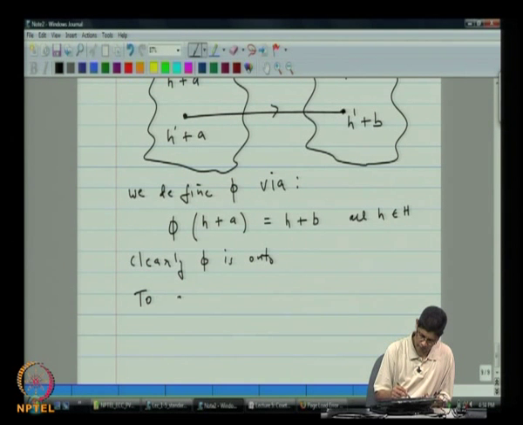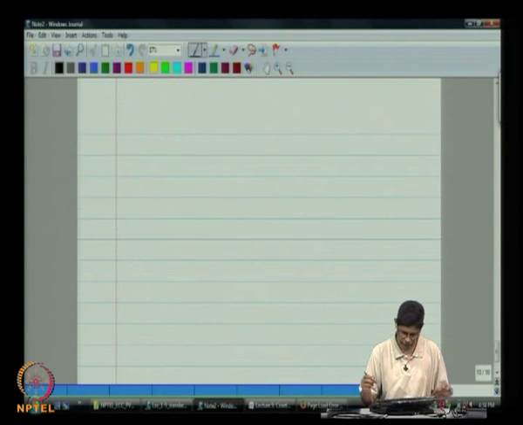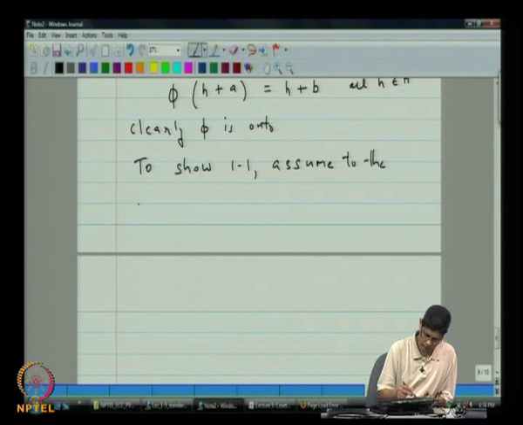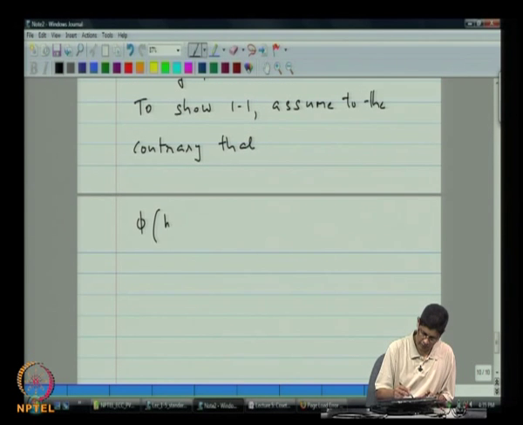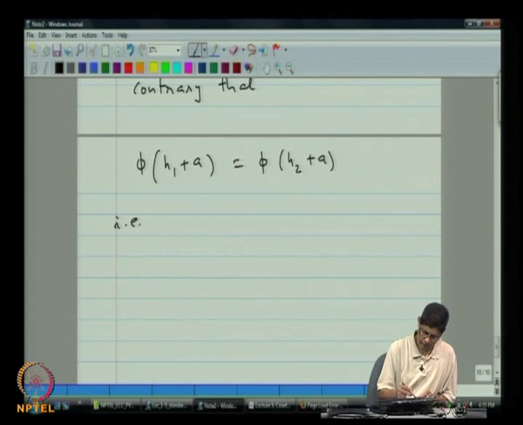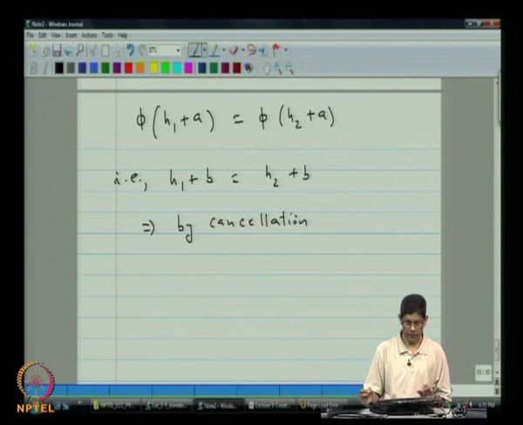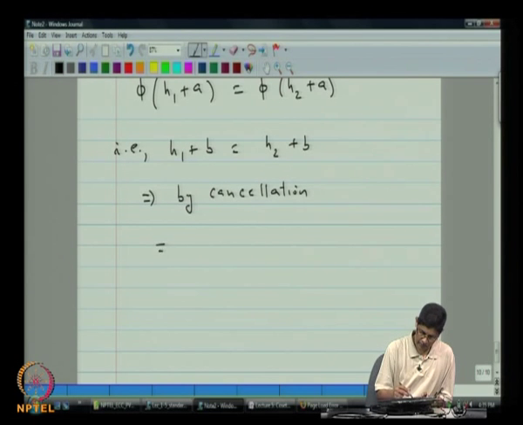To show one-to-one, assume to the contrary that phi of H1 plus A is equal to phi of H2 plus A, i.e. H1 plus B is equal to H2 plus B. But since I can simply cancel B on both sides, implies by cancellation, which strictly speaking means that we are going to add B inverse or minus B on both sides, that implies through cancellation that H1 equals H2.